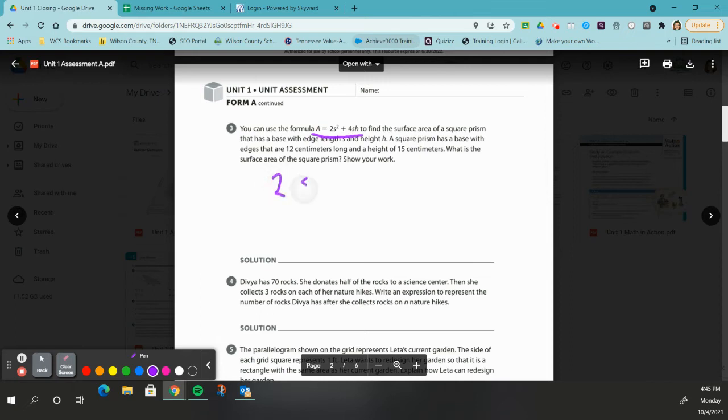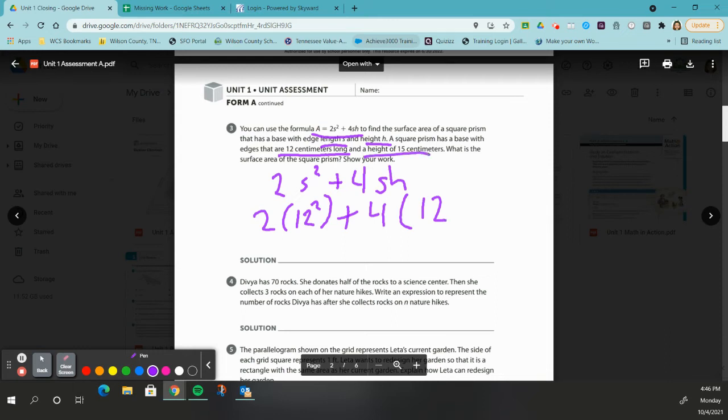We have 2s squared, or s to the second power, plus 4sh. All right? So we're going to plug in some numbers here. It says a square prism has a base with edges that are 12 centimeters long, so that's our length. And it says to find the surface area of the square prism, length is s and height is h. So where we have s, we're going to plug in 12. So 2 times 12 squared plus 4, s is 12, and then height of 15. So our height is 15.